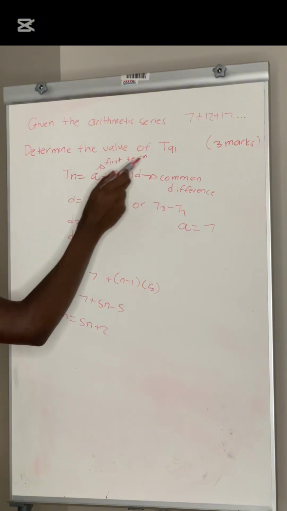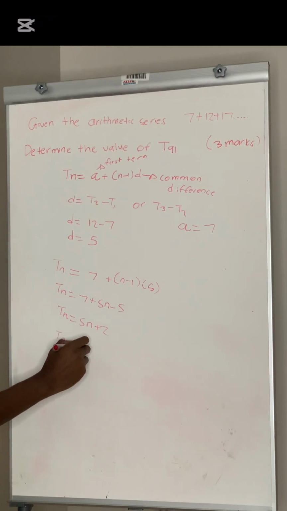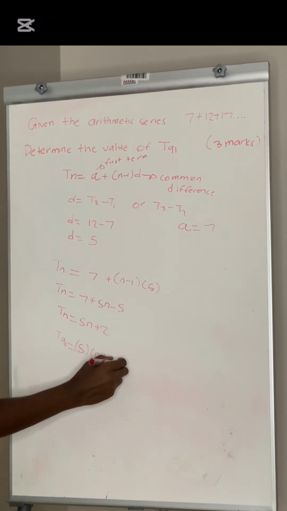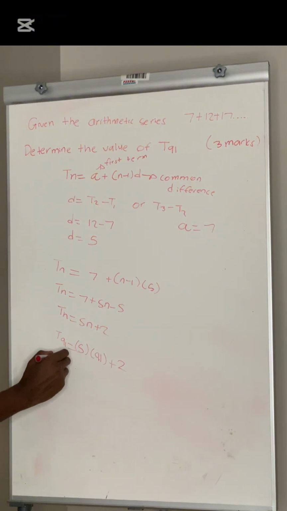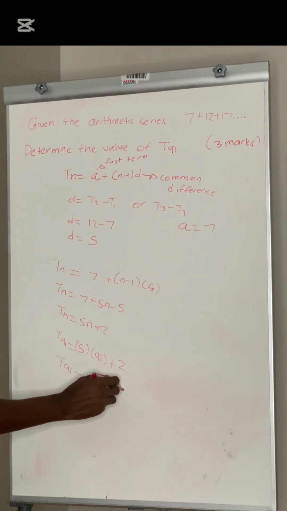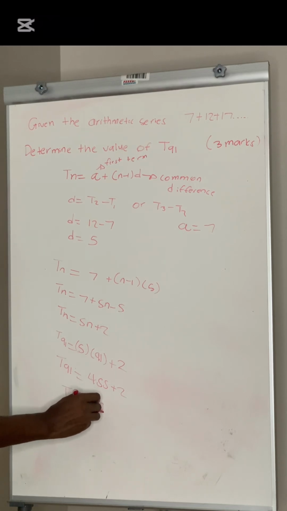We're asked to determine the value of the 91st term. So term 91 is equal to 5 times 91 plus 2. Using your calculator, 5 times 91, you should get 455, and then plus 2, term 91 is equal to 457.